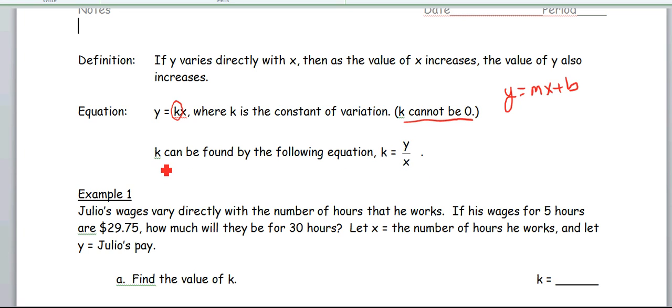Now, k can be found by the following equation, k equals y over x. Let's look at what we had in our first sentence there, y equals kx. If we're going to solve for k, we need to get k by itself. Well, if these are multiplied, we need to divide both sides by x, and what that gives us is k is equal to y divided by x. Alright, let's put this into practice.